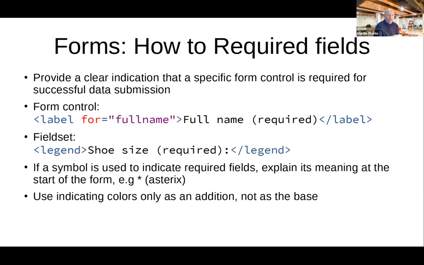Here comes the second example, how to indicate required fields properly. Well, don't put a description or explanation at the end of the form, but indicate an understandable description at every form element which is required to fill out. Or you can use it in a legend if you have a group of form elements. And then you can indicate it with a color in the second step, of course.